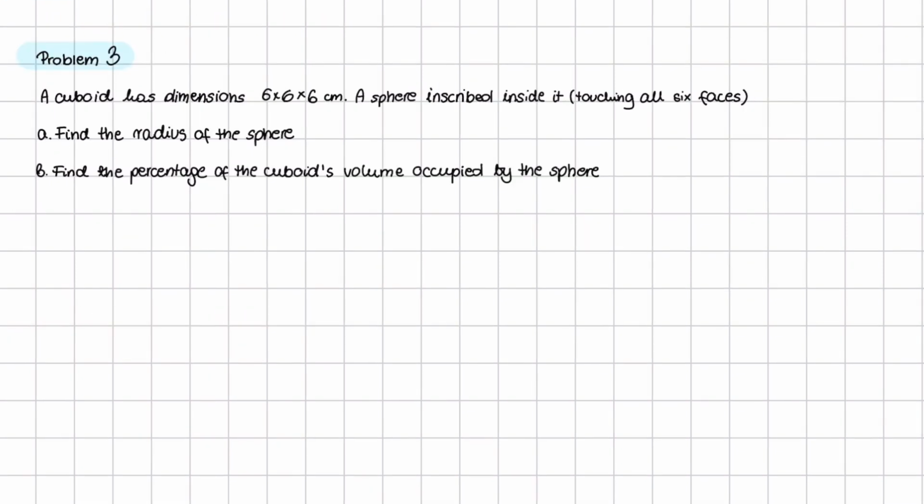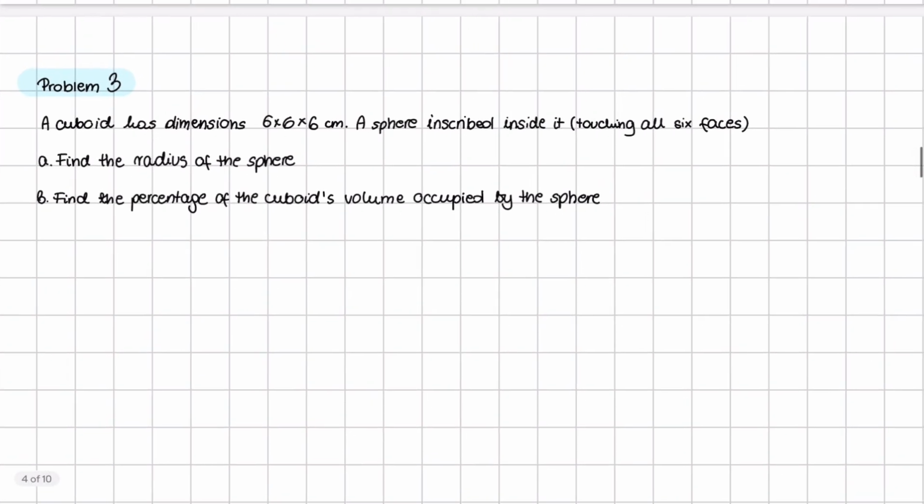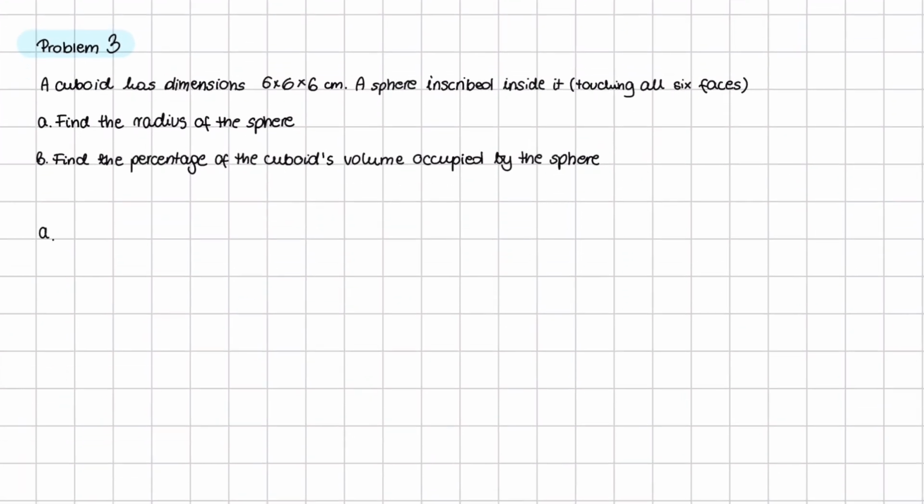Problem 3. A cuboid has dimensions 6, 6, and 6 centimeters, with a sphere inscribed inside it, touching all 6 faces. A. Find the radius of the sphere. So basically, as you can imagine, if we have a sphere inside a cuboid that has dimensions 6, 6, and 6, the radius is just half of one dimension. So r is 6 divided by 2, so the radius is 3 centimeters.